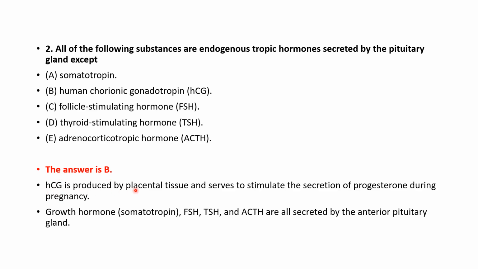This HCG is produced by placental tissue and serves to stimulate the secretion of progesterone during pregnancy. Growth hormone, also known as somatotrophin, then FSH, TSH, and ACTH are all secreted by the anterior pituitary gland.